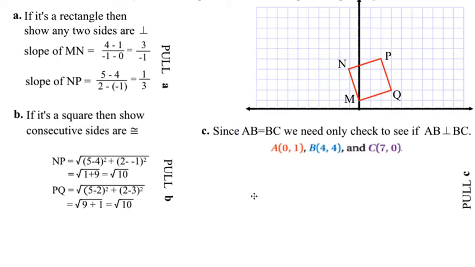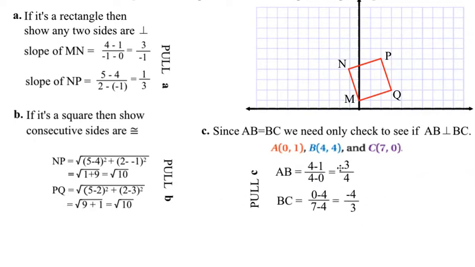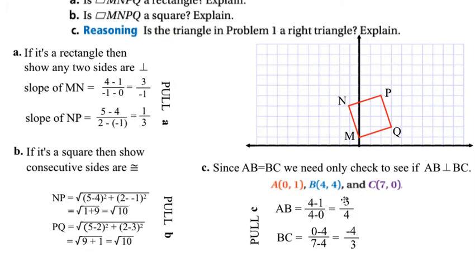Lastly, for part C, a couple slides back, we already determined that AB and BC were congruent, so we only need to check to see if they're perpendicular. To check if they're perpendicular, we're going to look at their slopes. The slope of AB is 3/4. The slope of BC is -4/3. And they definitely are opposite reciprocals, so we can say yes, it is a right triangle.